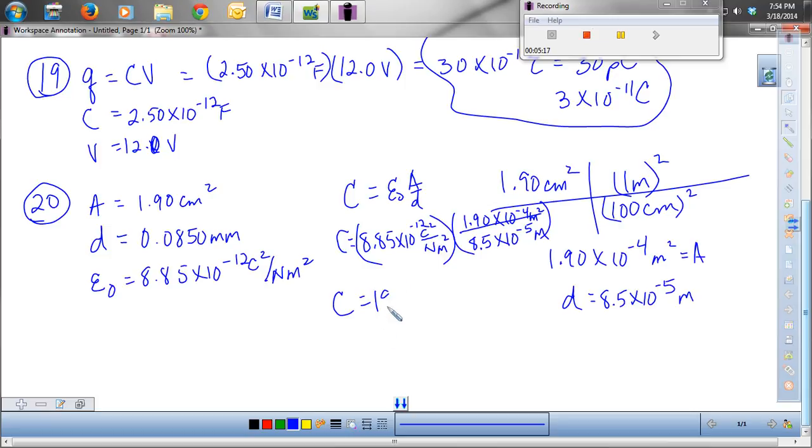19.8 picofarads, or you could write it as 1.98 times 10 to the minus 11th farads. Either one will work.